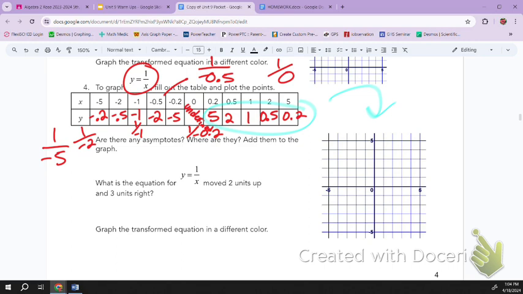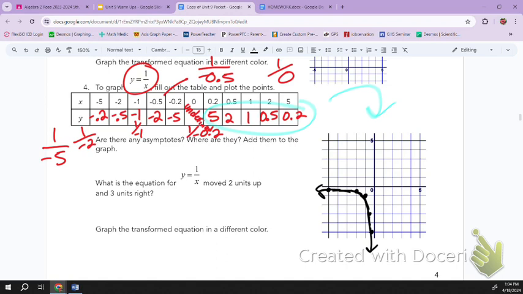When you graph it, you have to be kind of careful with the decimals. I would try to graph those whole numbers first. So down at negative 5, we're at about negative 0.2. So we're really close to the x-axis. At negative 2, we're at negative half. At negative 1, we're at negative 1. At half, we're at negative 2. And then at negative 0.2, we're down here at negative 0.5. So this is what the negative side of the graph looks like.